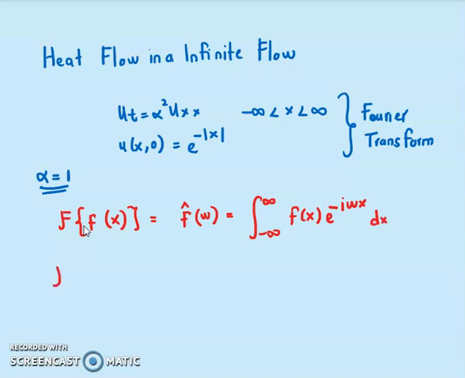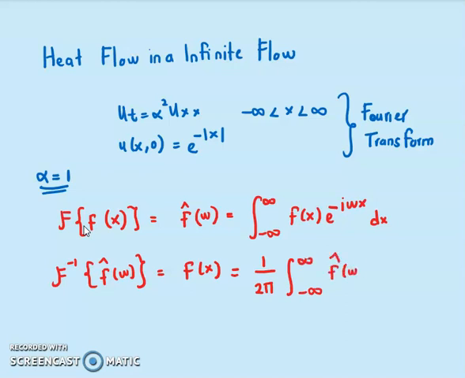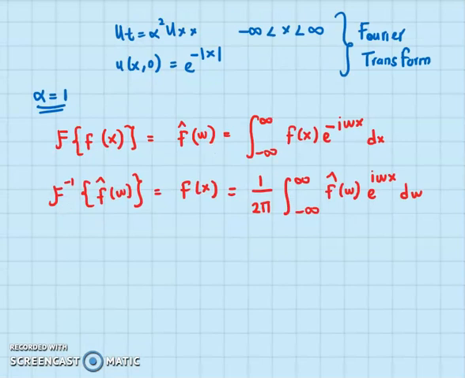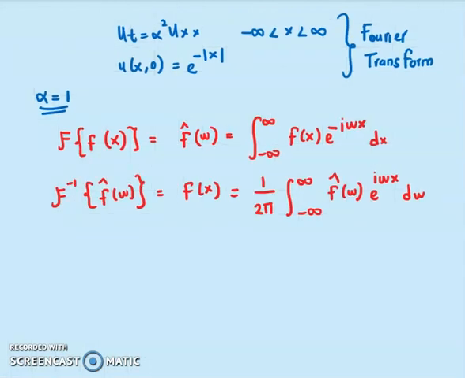Now similarly, the inverse of f hat omega is given as f(x), which by definition is 1 over 2 pi times the integral from minus infinity to infinity of f hat omega e to the i omega x d omega. These are the few definitions that we need to use throughout solving this equation. Now let's look at our equation again.